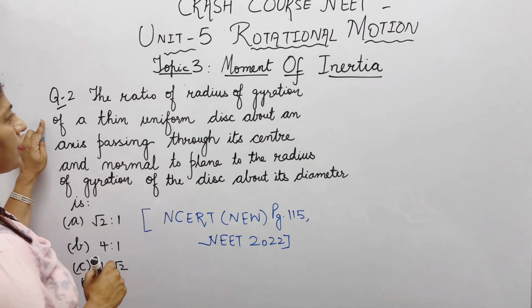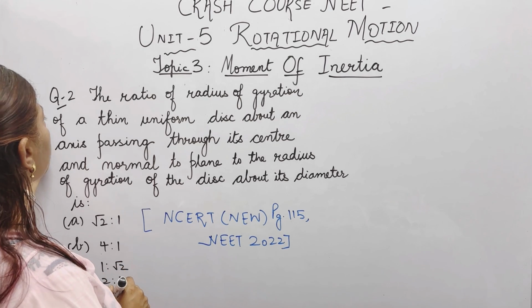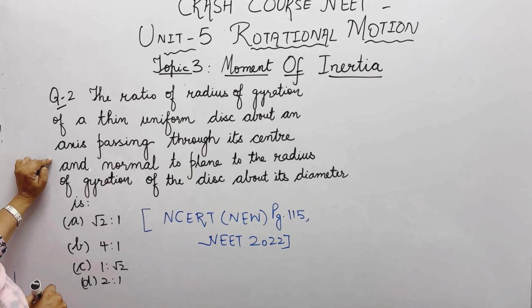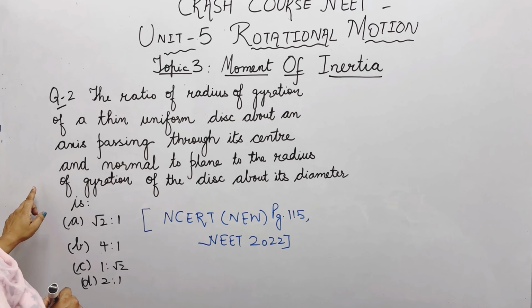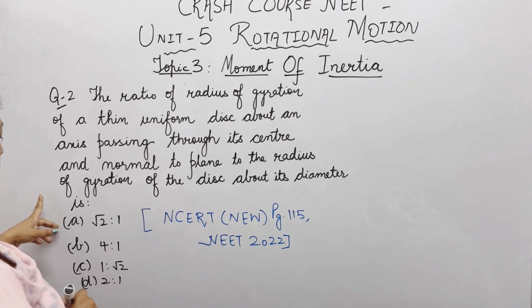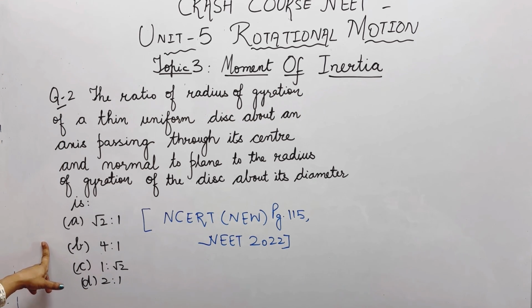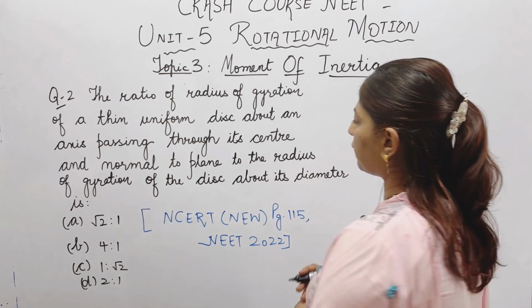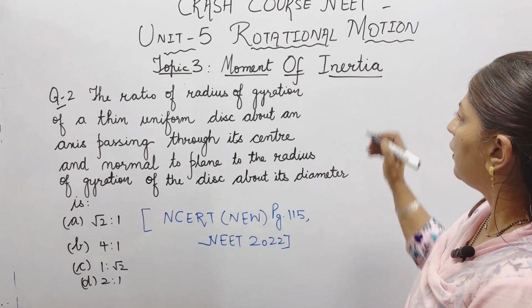Now the second question: the ratio of the radius of gyration of a thin uniform disk about an axis passing through its center and normal to the plane, to the radius of gyration of the disk about its diameter, is, and these four options have been given. This question came in NEET 2022. It is on page number 115 of the new NCERT.